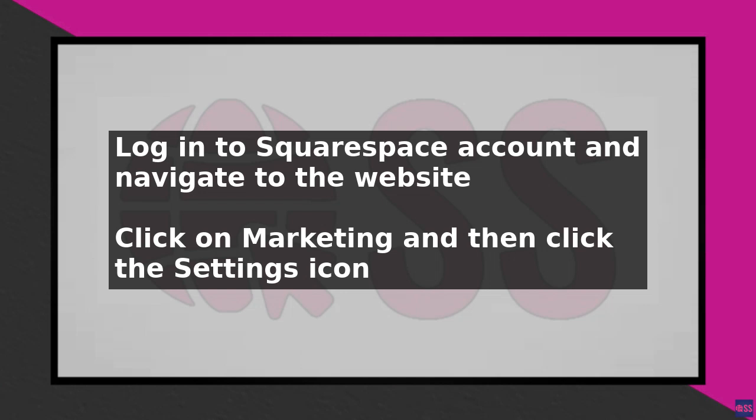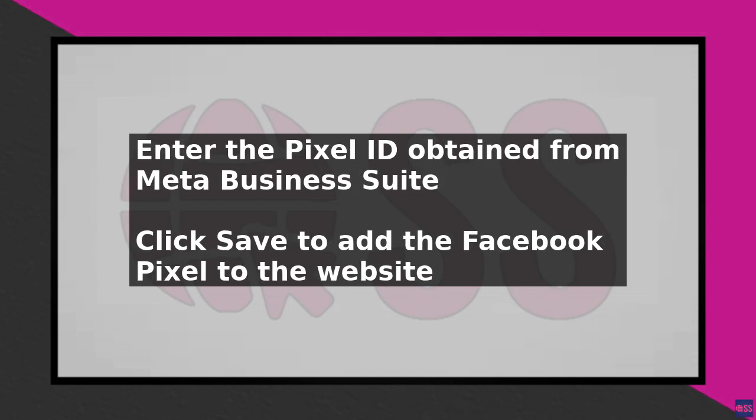Click on Marketing on the left side. Then click on the Settings icon in the Marketing section. Select Meta Pixel and Ads and enter the Pixel ID you obtained from your Meta Business Suite. Click Save to add the Facebook Pixel to your Squarespace website, which will allow you to track and analyze visitor interactions on your site.